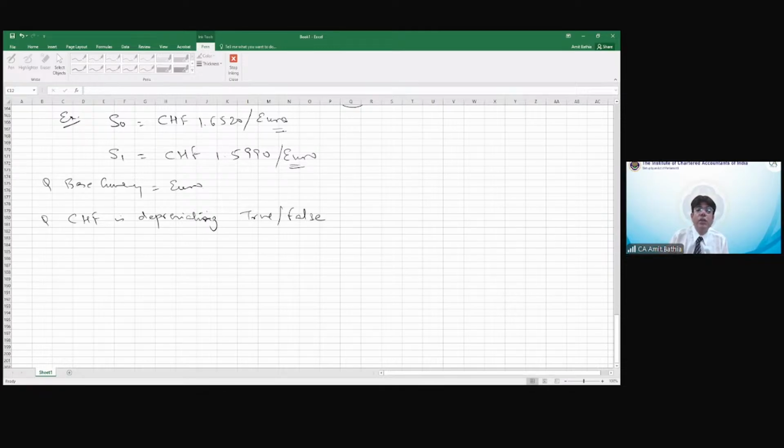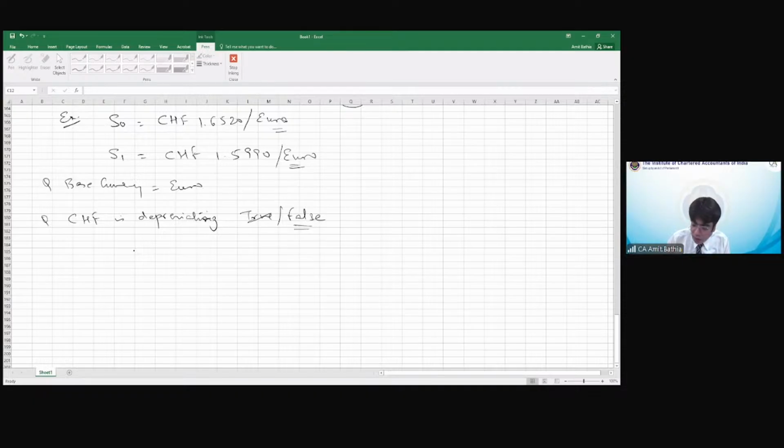As I mentioned, whenever you talk about quoted currency, you should always consider euro as good as a potato. Potato was earlier costing you 1.65, now it is going to cost you 1.5990. So potato has become cheaper, which means it is depreciating. So CHF is appreciating, right? So here the correct answer would be CHF is not depreciating, it is appreciating. So is this sentence correct? No. This is false, right?